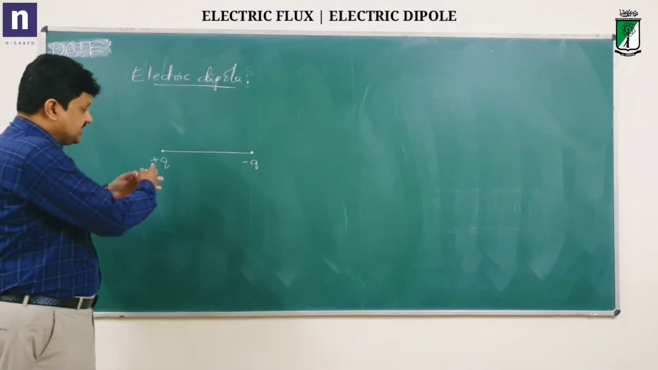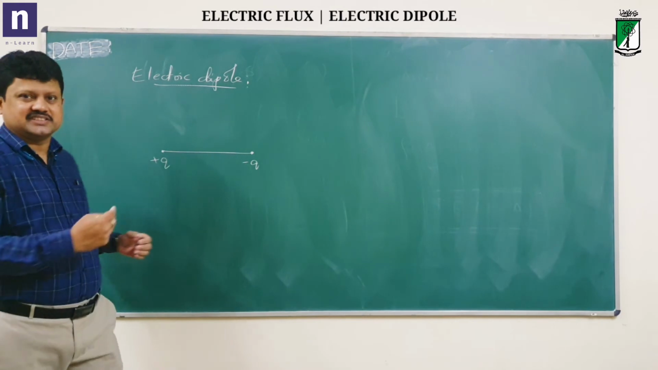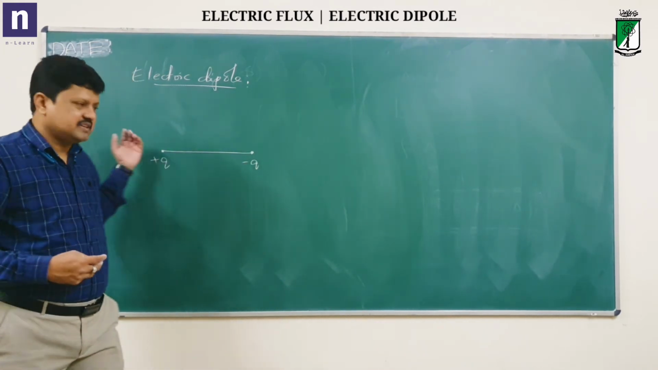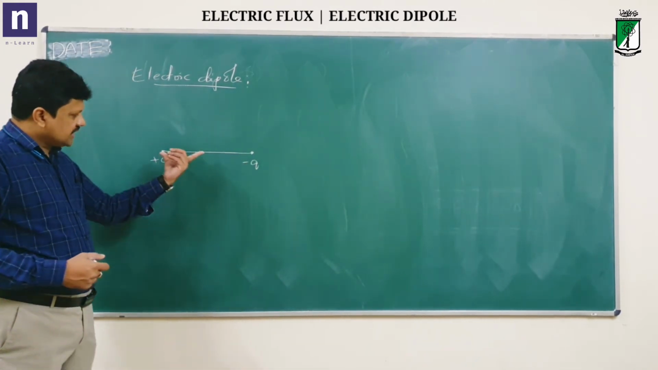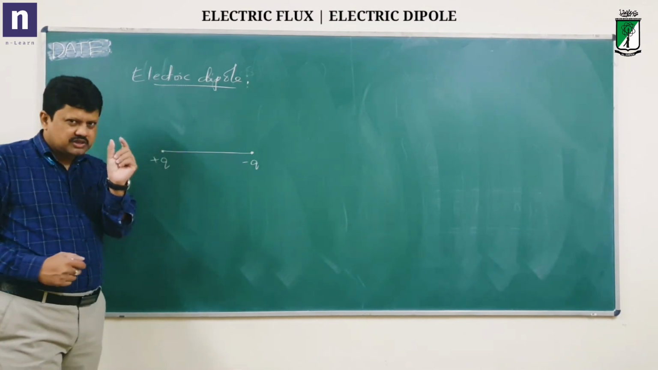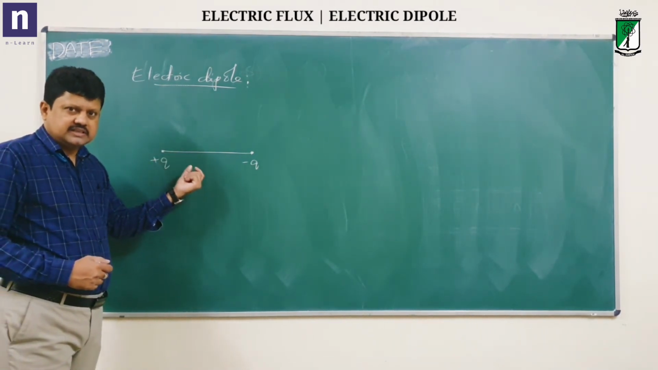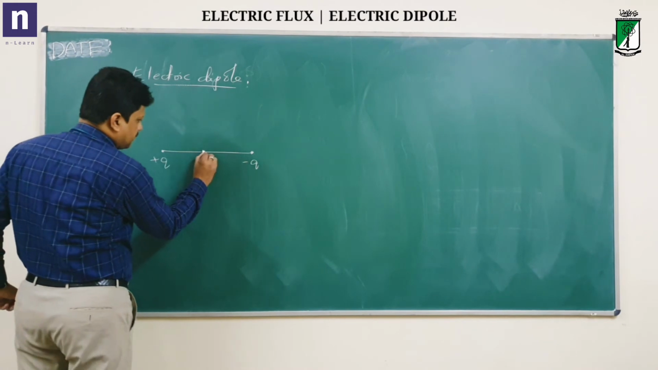So when the distance between those two charges is very small, it is called a dipole. Of course, if the distance is very large, then they are individual, isolated charges. They don't have an effect on each other then. When they are put together with a very small distance between them, it is called an electric dipole.